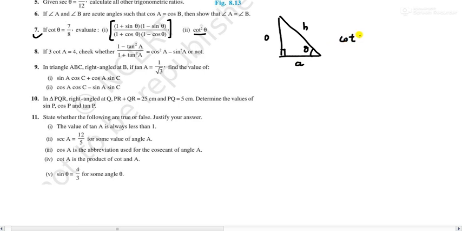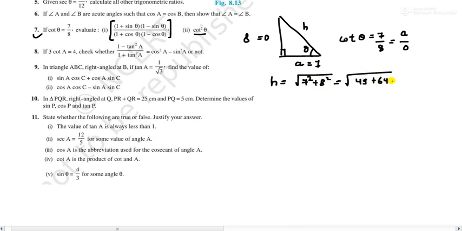Now they have given cot theta as 7 by 8. It means what is this? Reciprocal of tan. What is tan? O by A. So this becomes A by O, which means A is how much? 7. O is how much? 8. So what will be H? Yes, do the Pythagoras theorem, apply it. So H is root of 7 square plus 8 square. So on solving here you'll get 49 plus 64, and this is how much? 113. This is not a perfect square, so we'll keep this as root 113 itself.